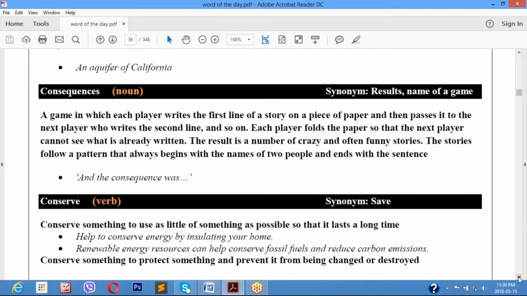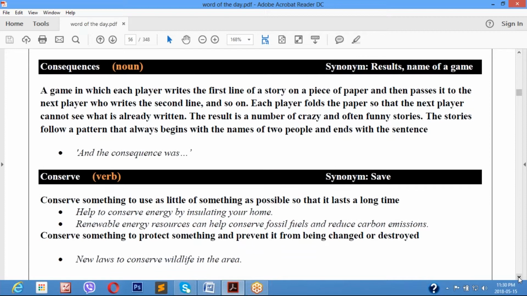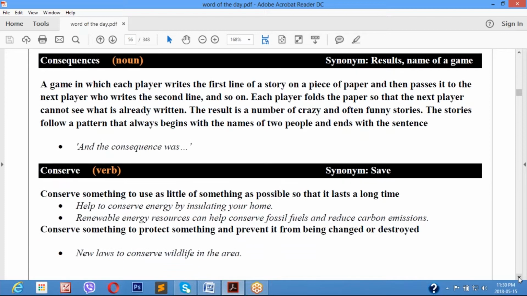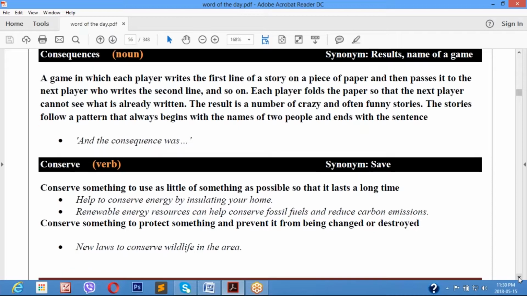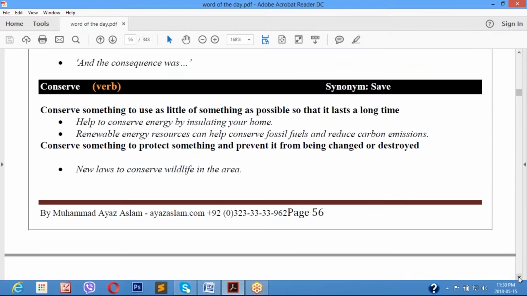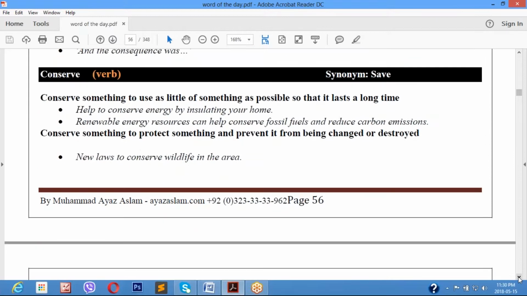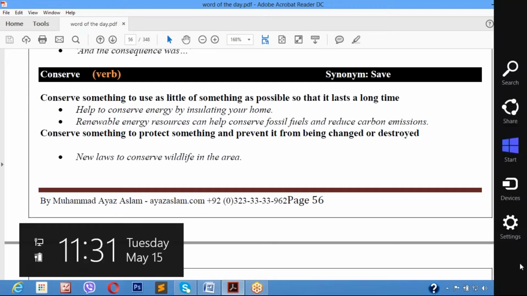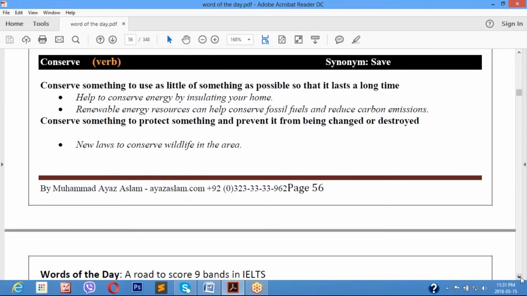Consequences. Consequences means a game in which each player writes the first line of a story. So consequences, a result, you can say simply natija. By using this word, you can use this. The result is a number of crazy or often. Okay, conserve. Conserve means save. You can save something, conserve something, to use as little of something as possible so that it lasts a long time, for a good while.